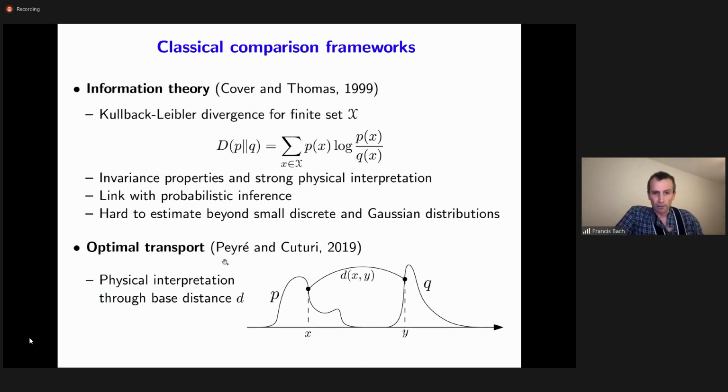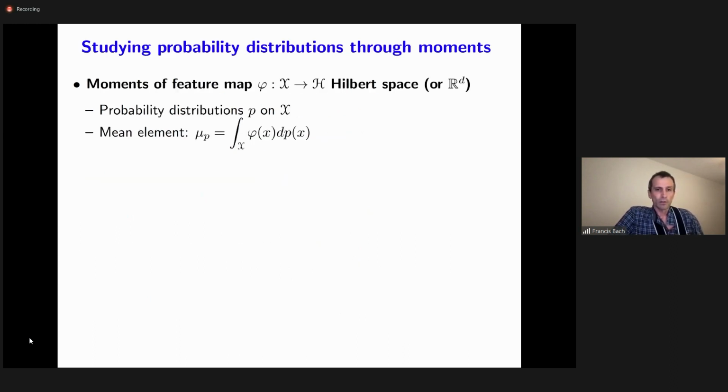So of course, Perret and Couturier did not invent this, but there's a nice book explaining various applications. What I will mostly focus on today is looking at distances between distributions based on moments. So what the moment is: I have a feature map phi that goes from my input space X to some Hilbert space H. You can think of H as being R^d if you wish, but d will be infinite in a moment.